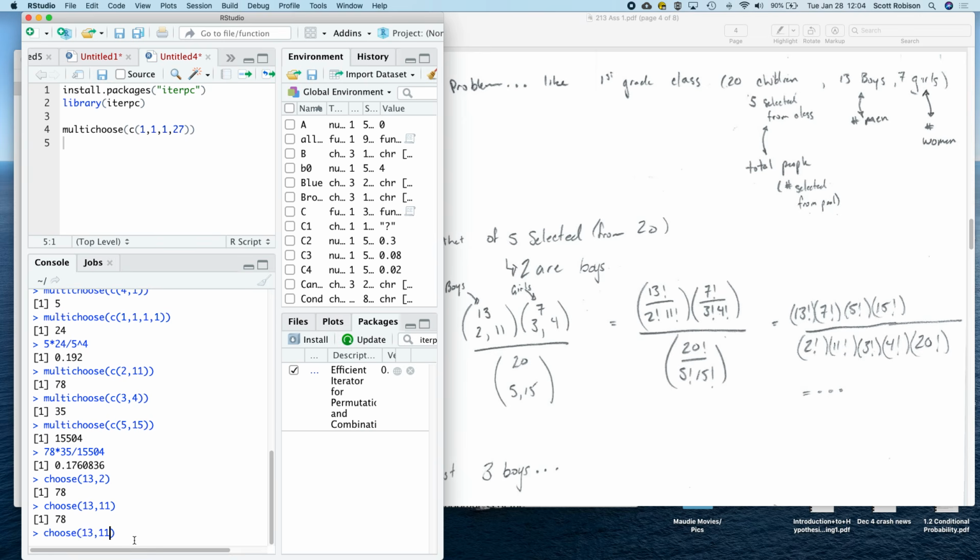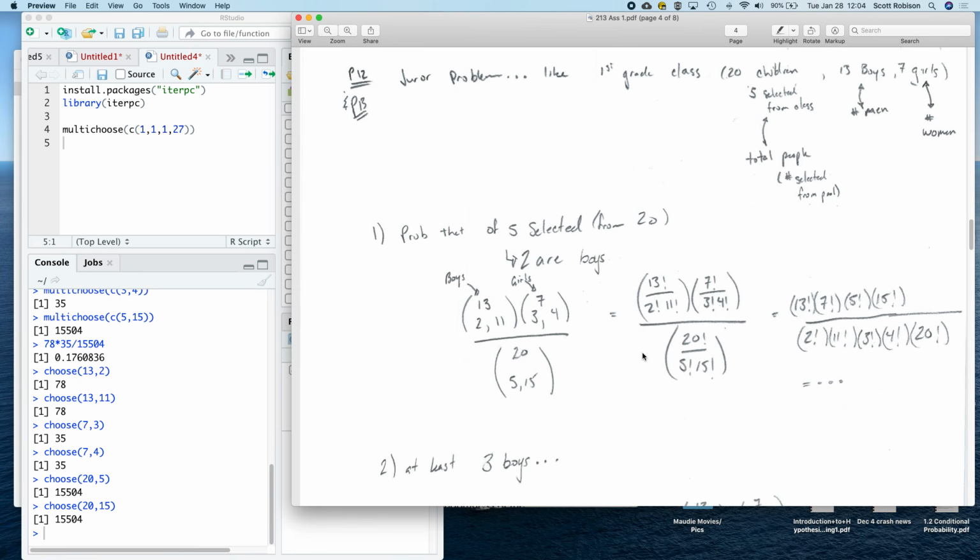You could have also done 7 choose 3 or 7 choose 4 and find the same result that way. In the denominator, you could have actually done either 20 choose 5 or 20 choose 15. So you've got a lot of options of how to calculate. You could have also used your calculator using the factorial button if you like.